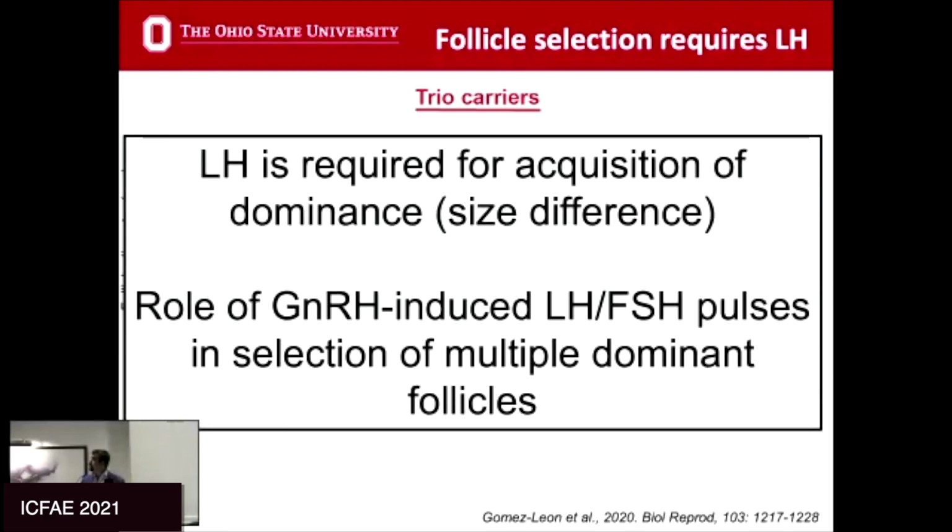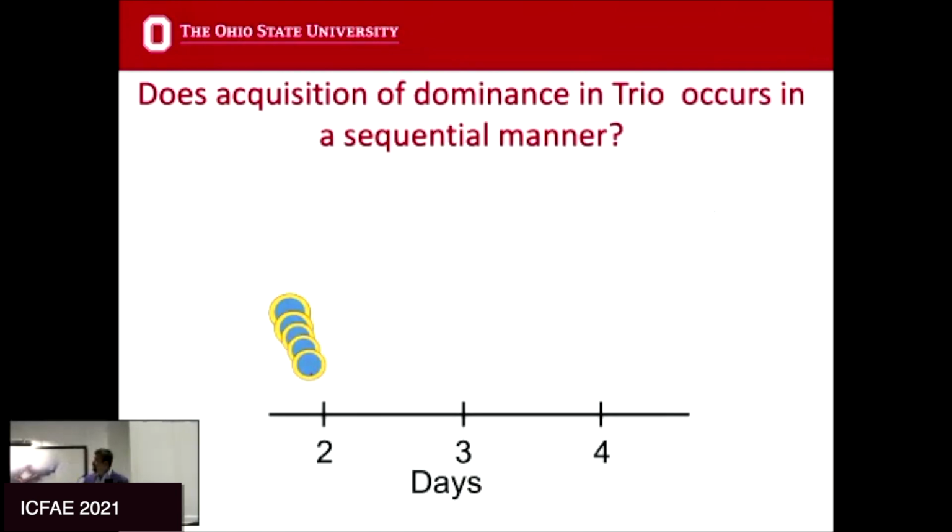So this brought us to the idea that, as we knew for single ovulating animals, LH is absolutely required for acquisition of dominance, despite being acquired at a smaller size. And perhaps the more interesting part was that the role of GnRH-induced LH, or even perhaps GnRH-induced FSH pulses, was required for the selection of multiple dominant follicles. The other thing we wanted to look at is whether the dominant phenotype in those follicles in trio carriers was actually acquired in a sequential manner.